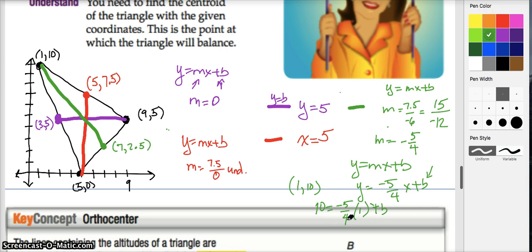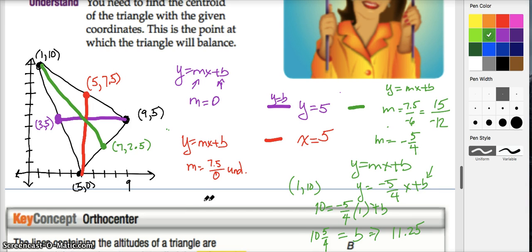So I have a -5/4 that I'm going to bring over to the other side. So I get 10 and 5/4, which is weird, is equal to b. I'm going to write that in a better way. 10 and 5/4 gives a mixed number of 1 and 1/4, so that means it's 11 and 1/4, or 11.25. If I were to continue on, we'd see that this graph would hit the y-axis at 11.25.